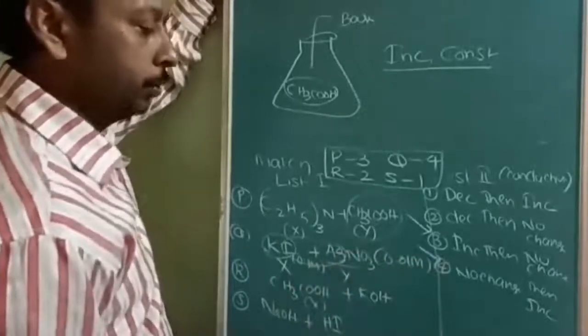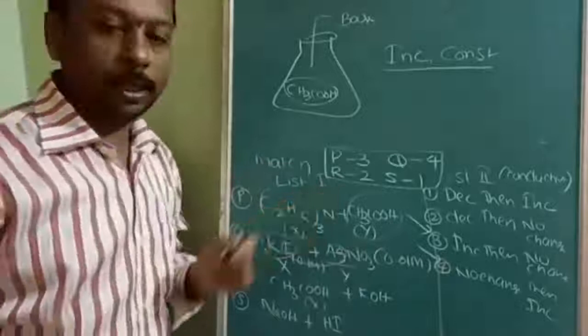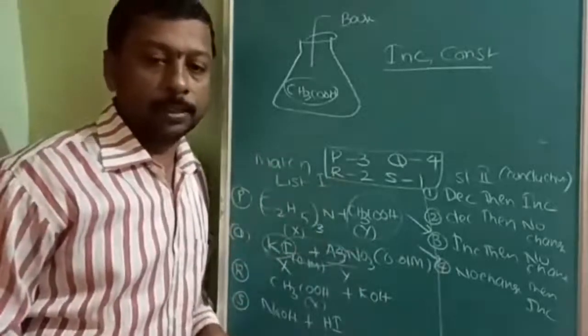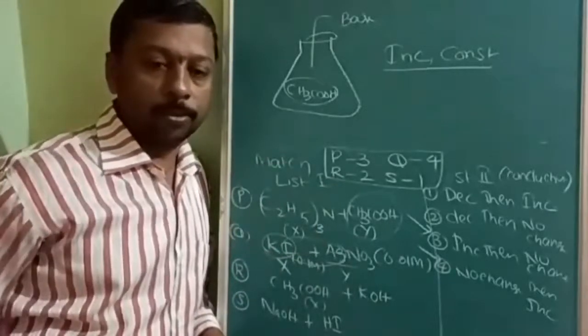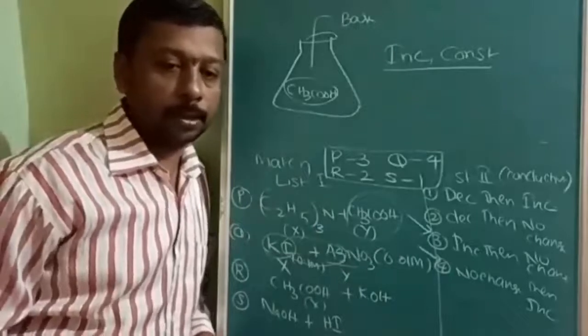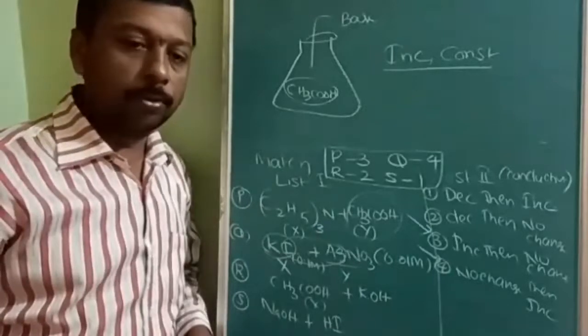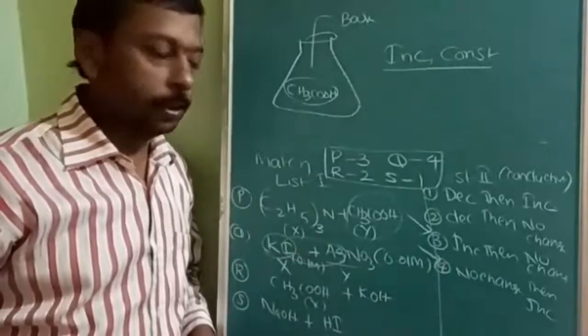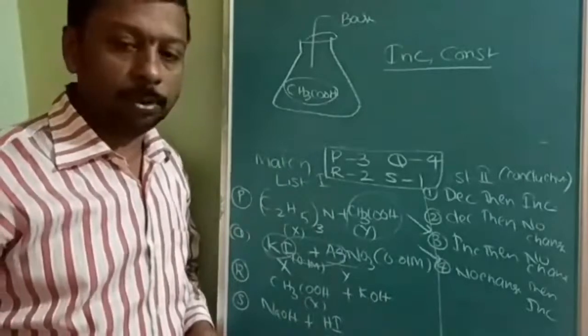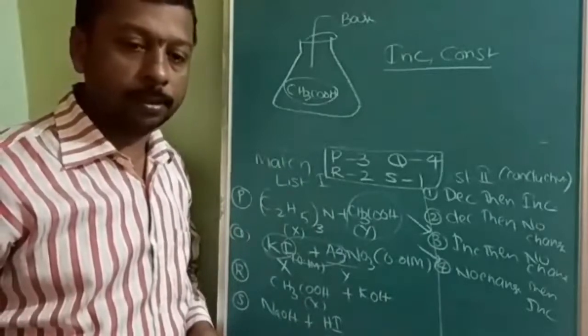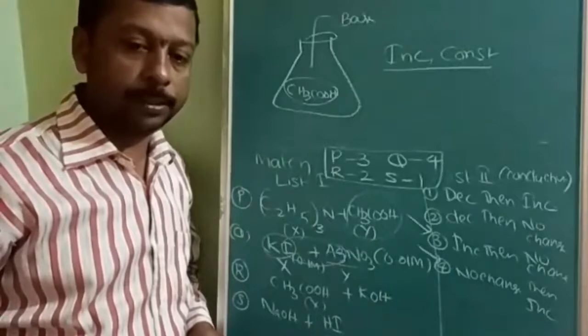Q will be 4. Accordingly, R will be 2 and S will be 1. Same logic. So note down this answer: P3, Q4, R2, S1. Is this explanation clear?